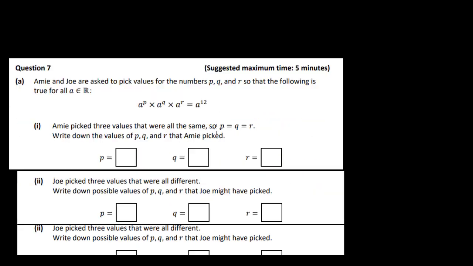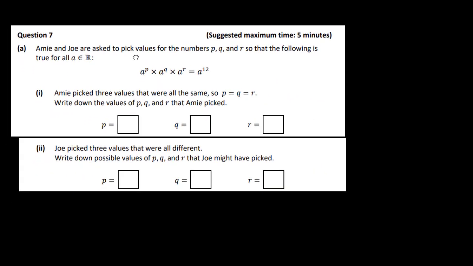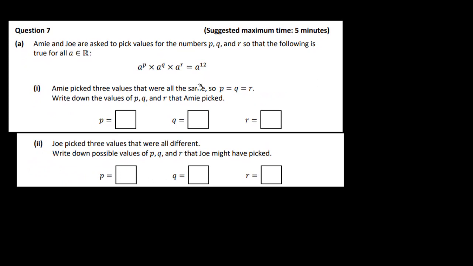Let's have a look at question 7. Okay, question 7. Amy and Joe are asked to pick values for the numbers p, q, and r so that the following is true for all a is an element of R, a is real in other words. So look what we have here. We have a to the power of p times a to the power of q times a to the power of r is equal to a to the power of 12.